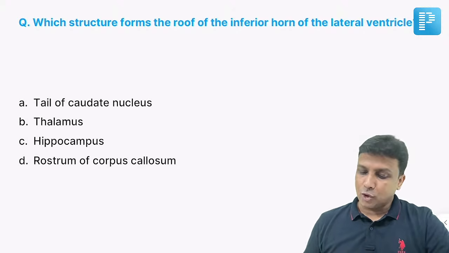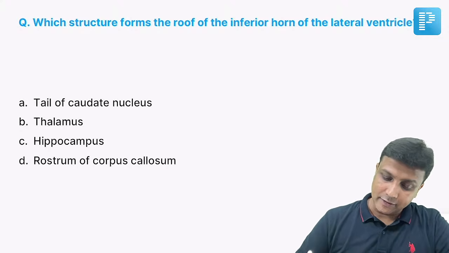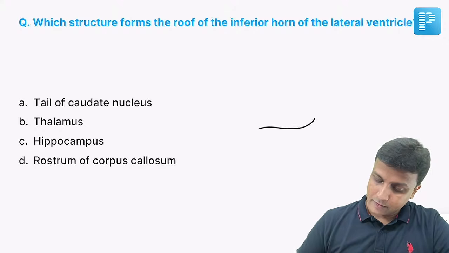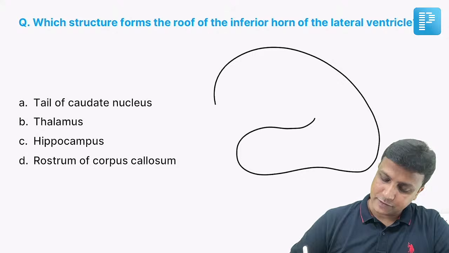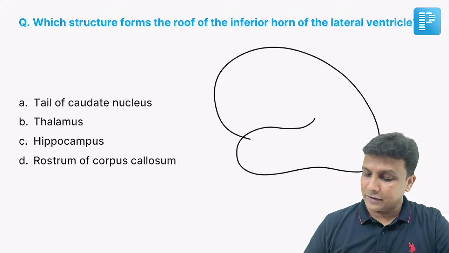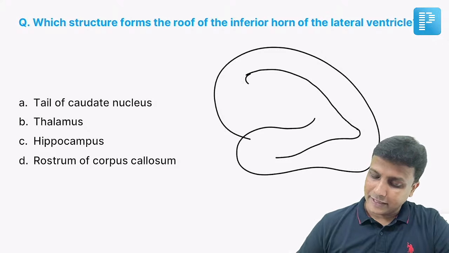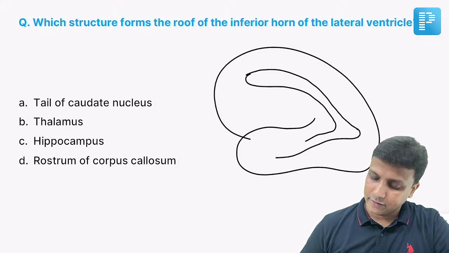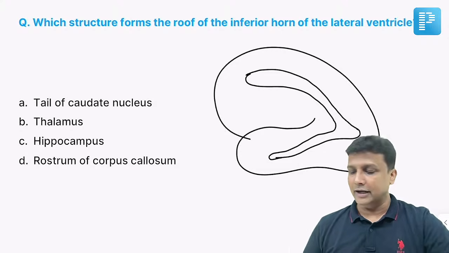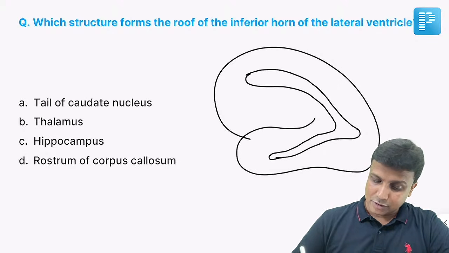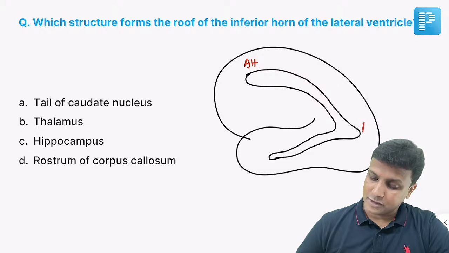Which structure forms the roof of the inferior horn of the lateral ventricle? Okay. This one here will be the cerebral hemisphere. Now, in the cerebral hemisphere, remember, telencephalon will be having the lateral ventricle. And lateral ventricle will be having the anterior horn. There will be a body, and then the posterior horn, and then there will be the inferior horn, sir. So, this one here will be the anterior horn. This one here will be the posterior horn into the occipital lobe, and this will be the inferior horn into the temporal lobe.